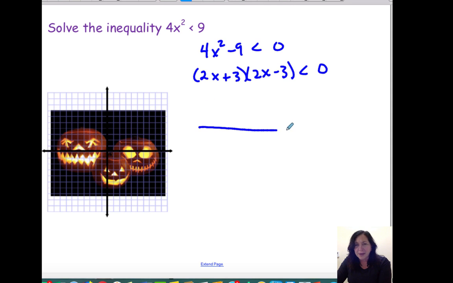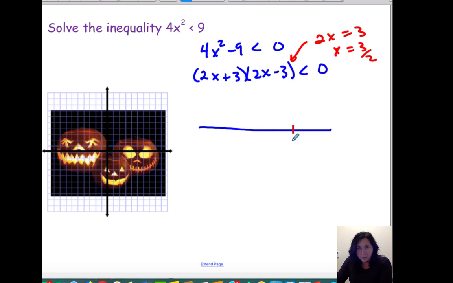You're going to do sign pattern testing. I need 0, so we're going to set both of these equal to 0. Setting that one equal to 0, we're going to get 2x equals 3. X is equal to 3 over 2. So that's going to be 3 halves here. And then when I do this one, I'm going to get negative 3 halves.